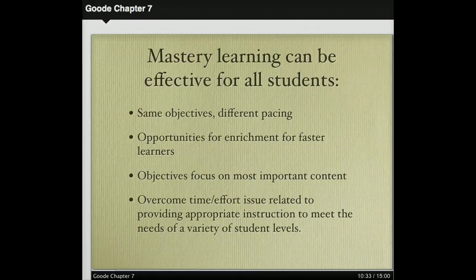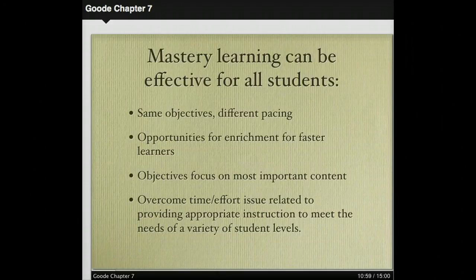A criticism is that when you slow down, then your faster learners or your GATE students are affected. So the other piece of this equation is that you need to provide opportunities for students who are more capable to have enrichment or to be able to move on while you're still able to provide your slower students with support. You can maximize your opportunities for being successful by focusing on the objectives that are most important to the content.